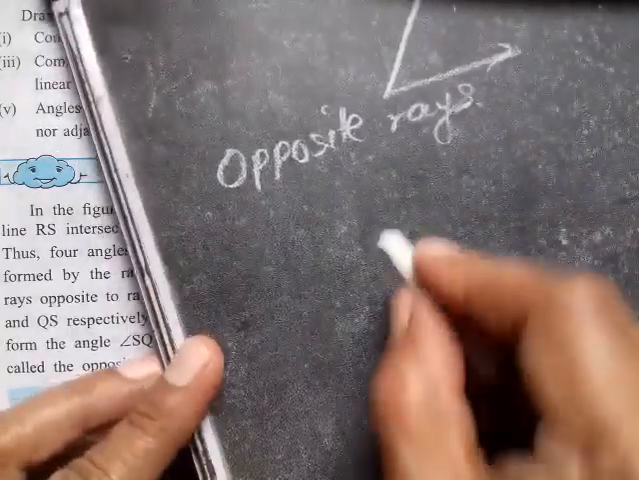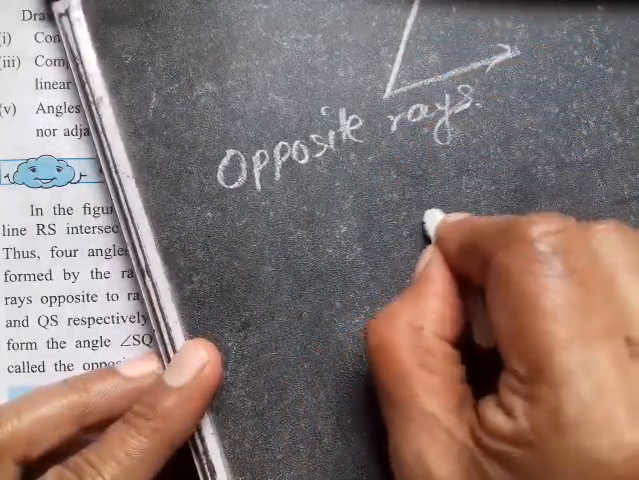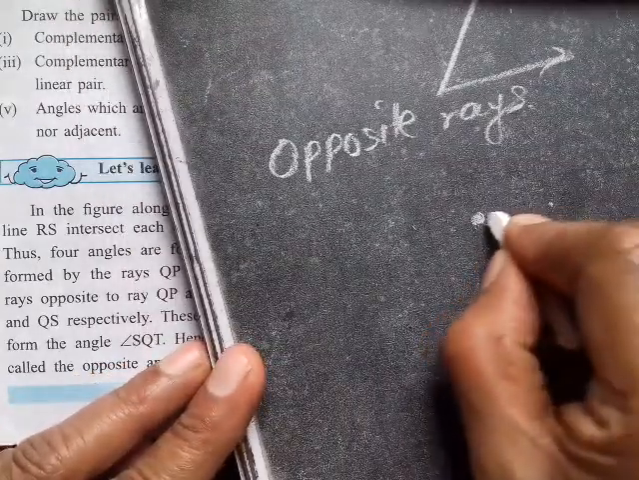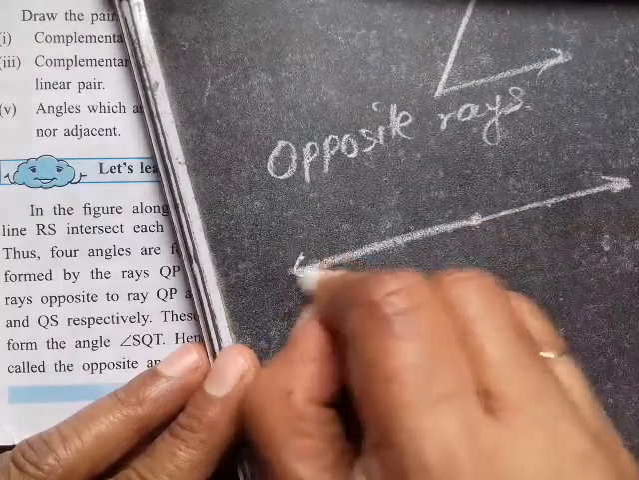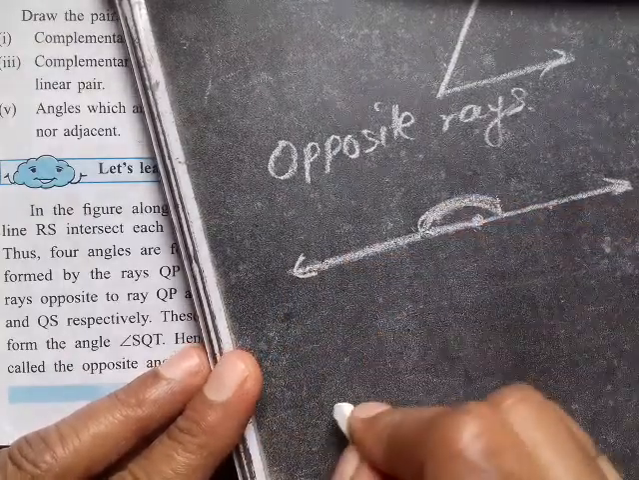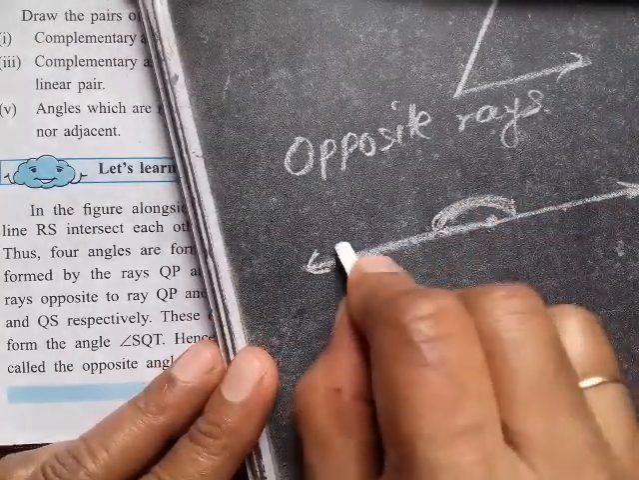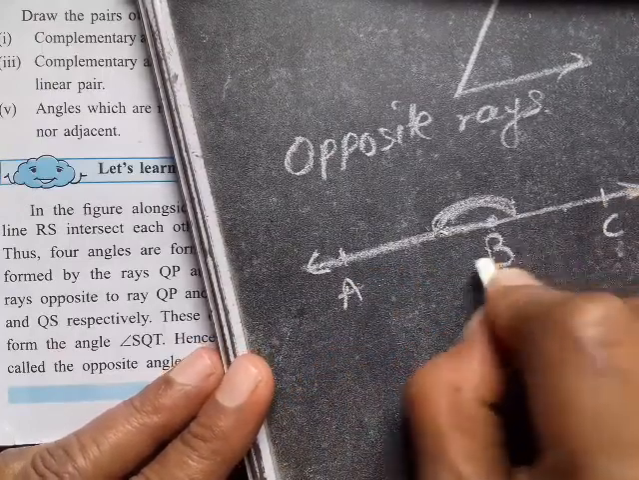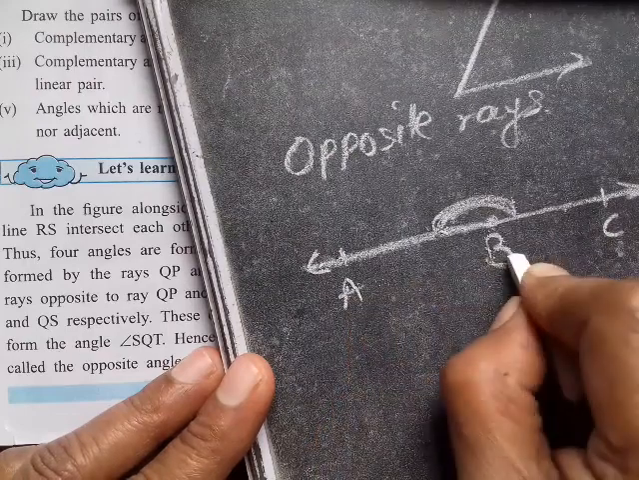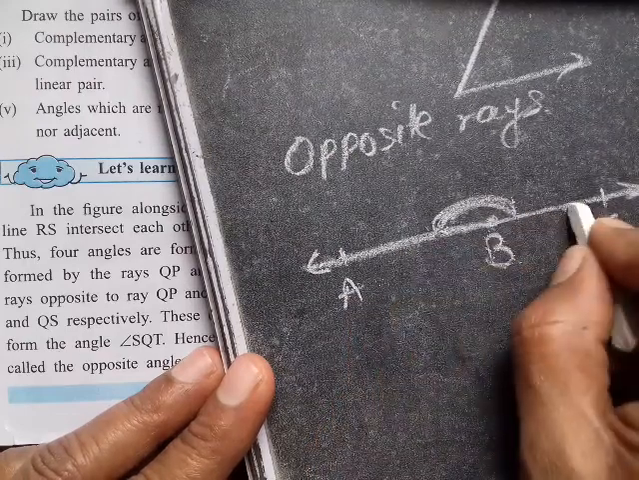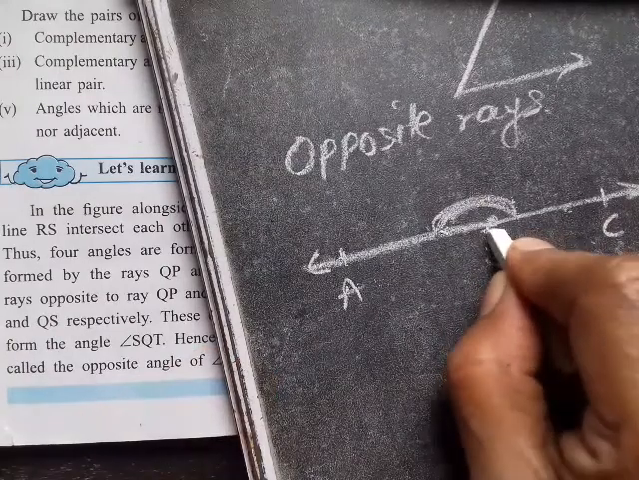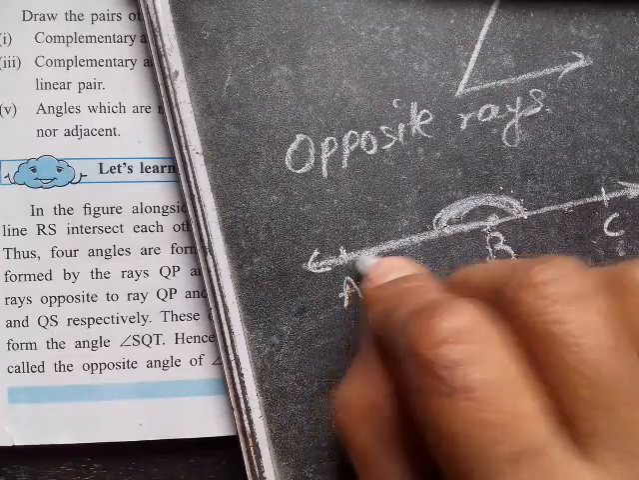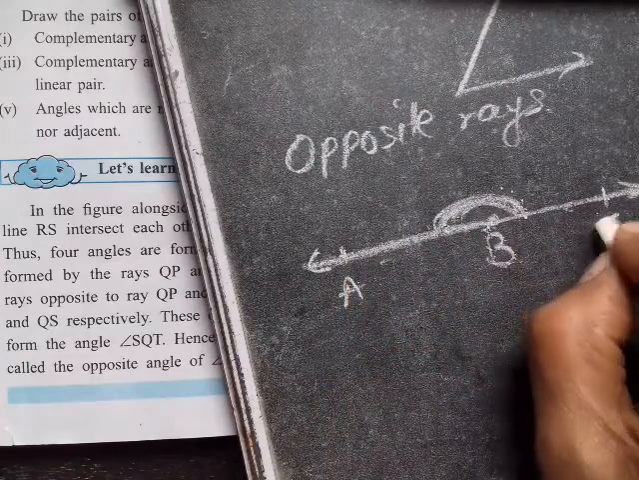two rays having a common origin, and these two rays form a straight angle. They are called opposite rays. Now, if I call the common origin B, then ray BA and ray BC are two opposite rays having a common origin, and they form a straight angle.